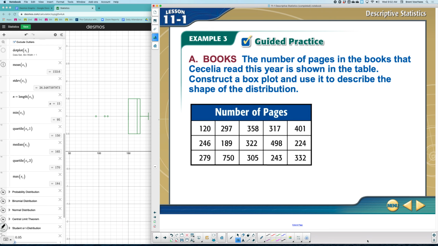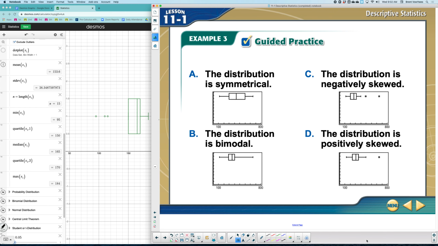All right. Now I have one for you to try. I'll let you read this. Pause the video if you need to enter in your data. And now here are your box plots to look at. Pause the video if you need to.